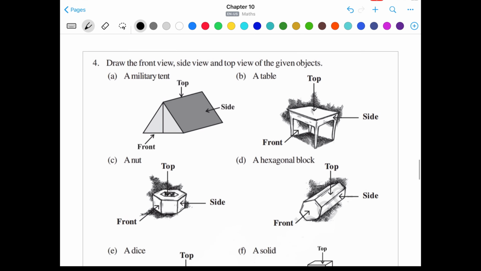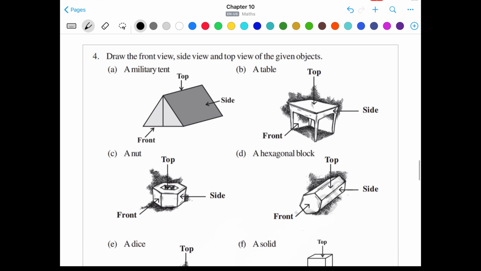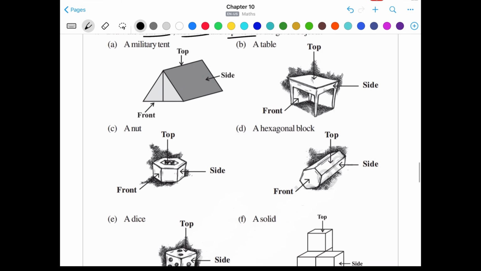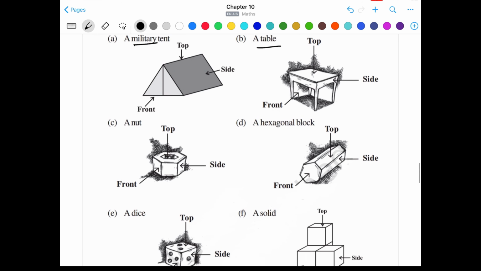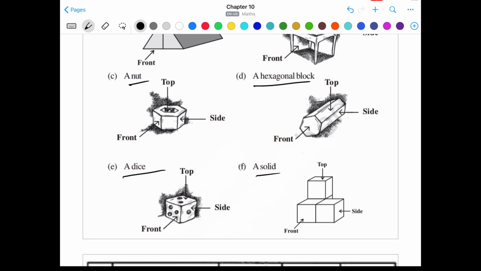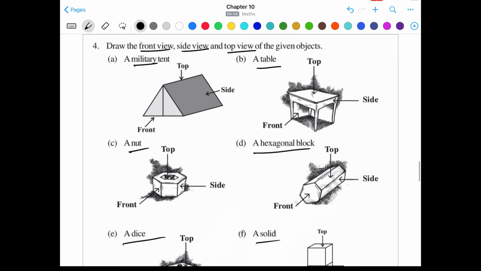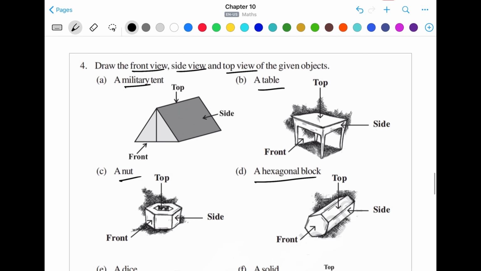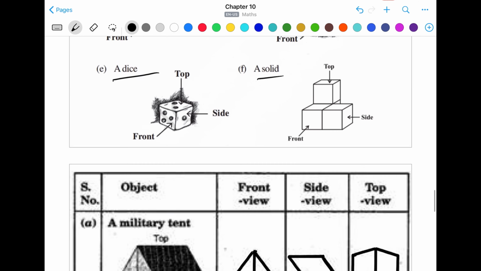Now moving to the last question. So question number 4 is, draw the front view, side view, top view of the given object. So we are given few objects here. First one is a military tent, then a table, then a nut, then hexagonal block, a dice and a solid. Okay, so we have to draw their top, front and side view. So now again you are given different objects and their views are marked, so you have to use your imagination to draw their views. Okay, like I've done it here.